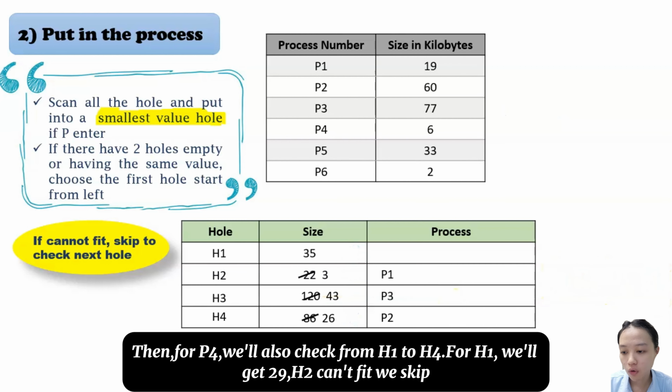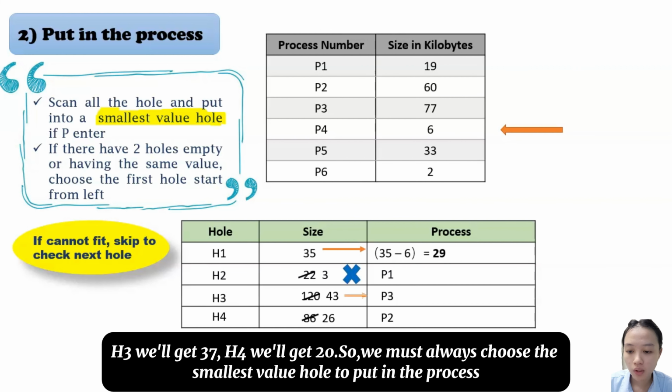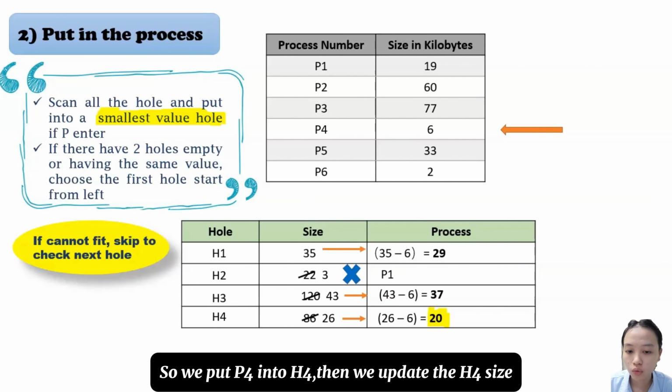Then for P4, we will also check for H1 to H4. For H1, we will get 29. H2 cannot fit, we skip. H3, we will get 37. H4, we will get 20. So we must always choose the smaller value hole to put in the process. So we put P4 into H4, then we update the H4 size.